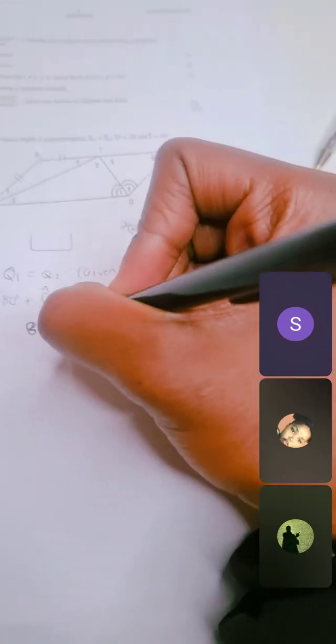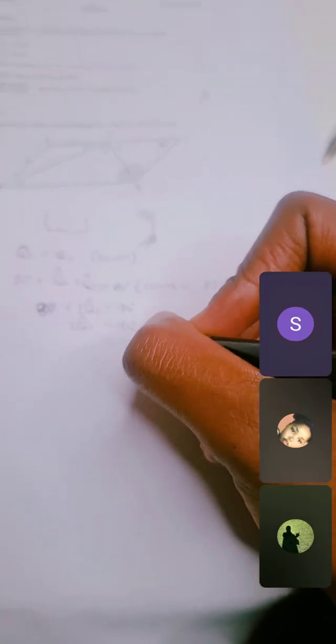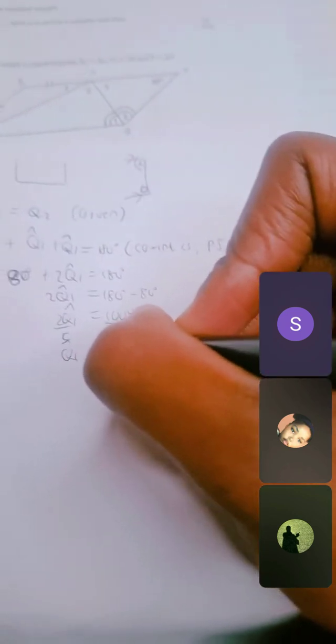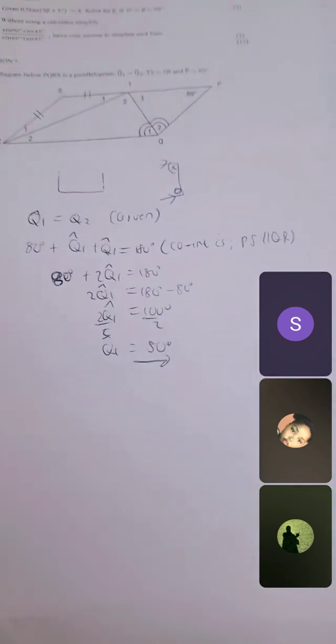80 degrees plus 2Q1 is equal to 180. You isolate 2Q1: 180 minus 80. That gives you 100. Then you divide both sides by 2. Angle Q1 is 50 degrees. Okay.